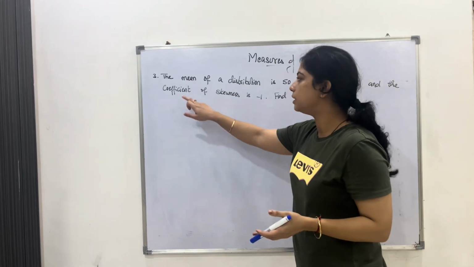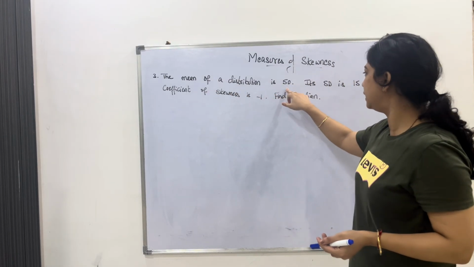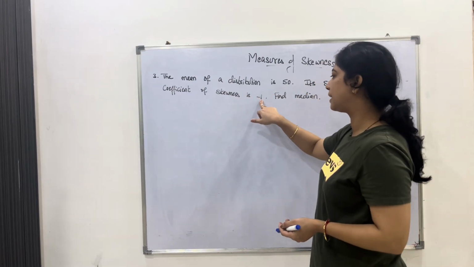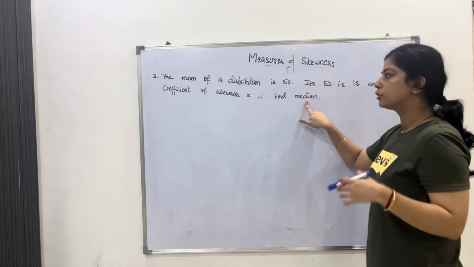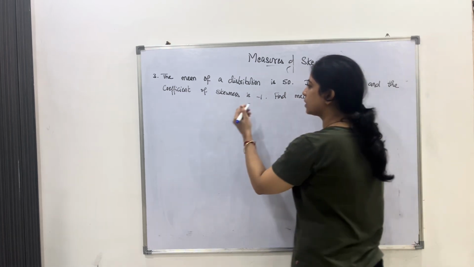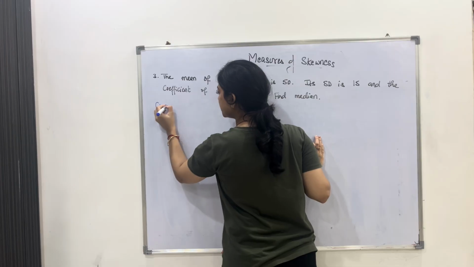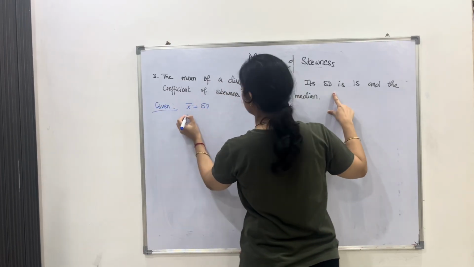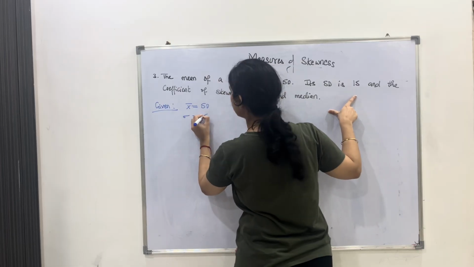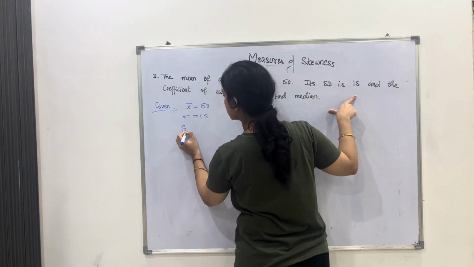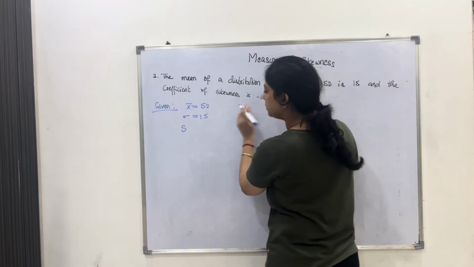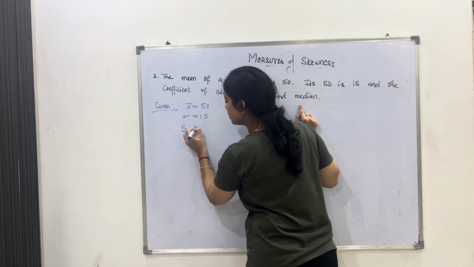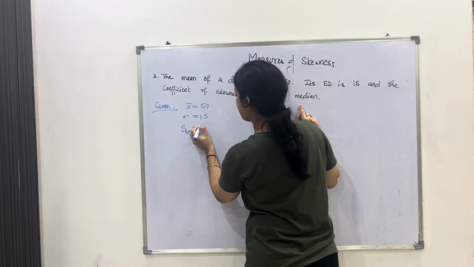Let us see the next question. The mean of a distribution is 50. Its standard deviation is 15. And the coefficient of skewness is minus 1. Find the median. So here let us write down whatever data is given to us first. So given, mean is 50. Standard deviation is 15. Measure of skewness. Since they are talking about mean, median or mode, it will be Karl Pearson, which is minus 1.